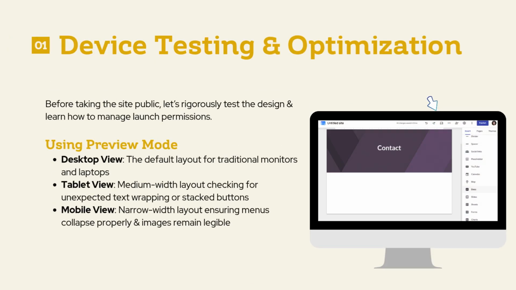Let's take a look at the first major step: device testing and optimization. When building a website on a computer, it's easy to forget that nowadays most of the viewers would hold a smartphone or a tablet. Thus, it is very crucial to build a responsive website with text, images, and columns that shift to fit any screen sizes.